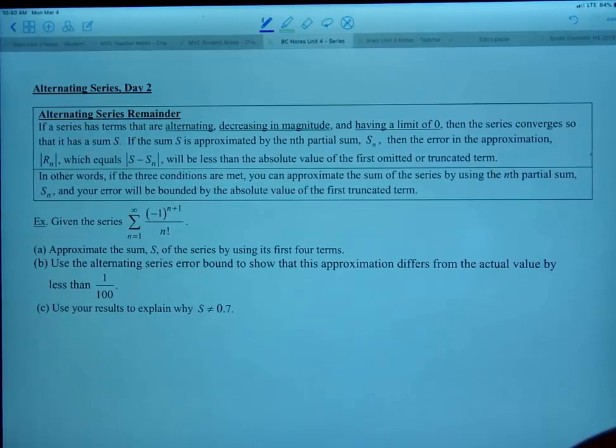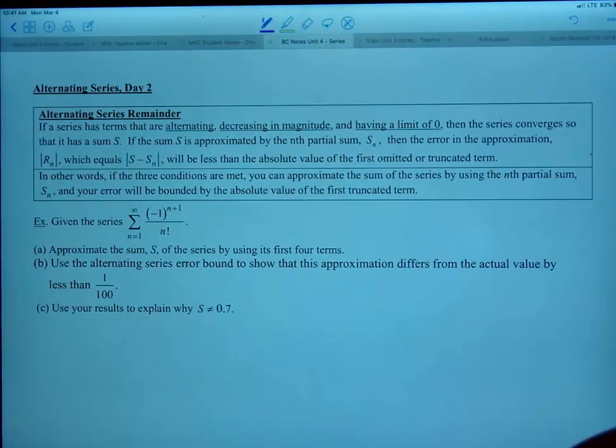The limit has to approach 0 as n approaches infinity. And the other one is what? A sub n plus 1 is less than or equal to a sub n. In other words, the terms are getting smaller. So the limit has to be 0. Easy way to remember: limit has to be 0.